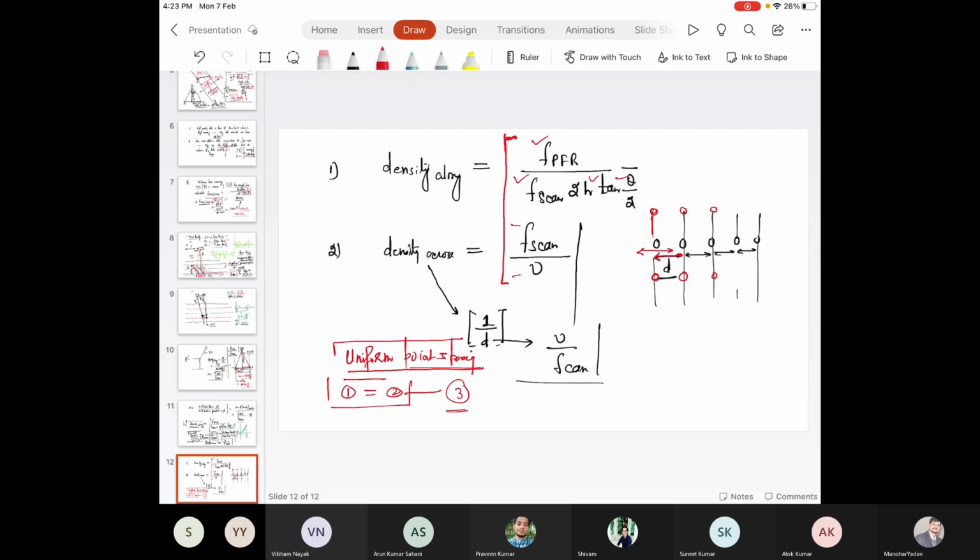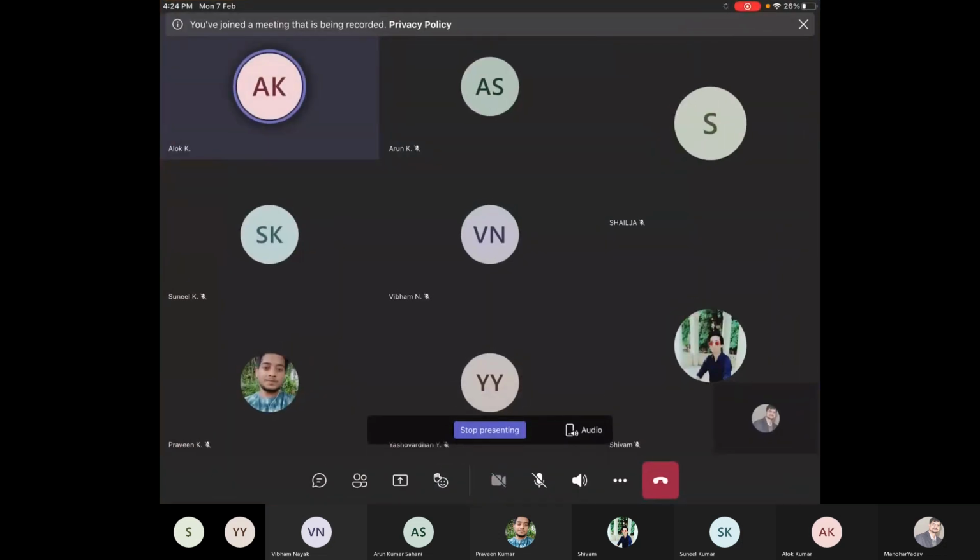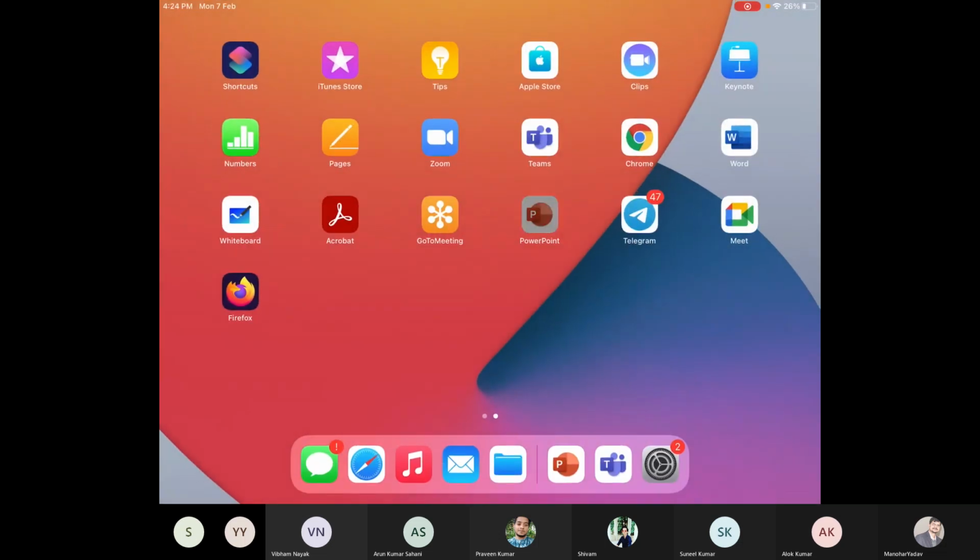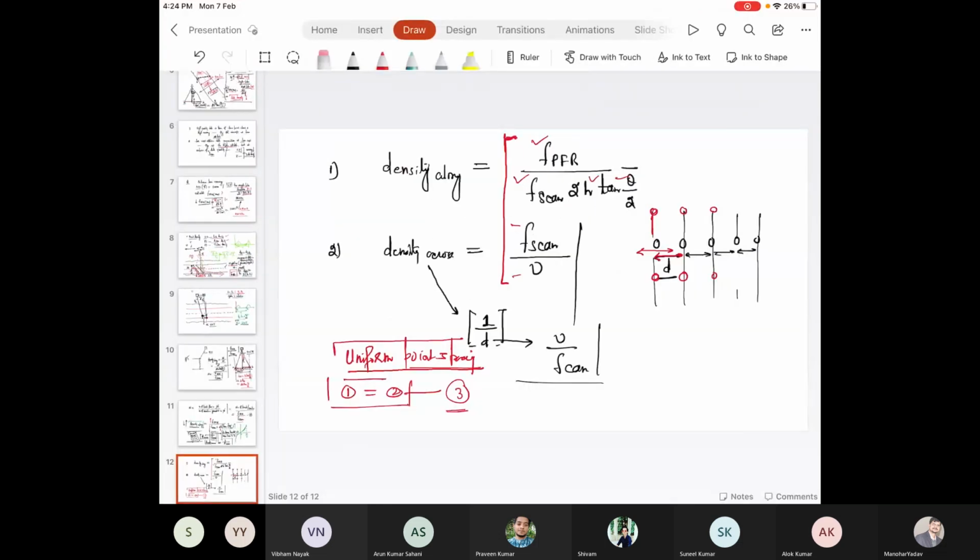So 1 by D is line density. Which one are you talking about? Sir, 1 by density across equals line density, no? Yeah, 1 divided by the spacing between two successive points, laser footprints.